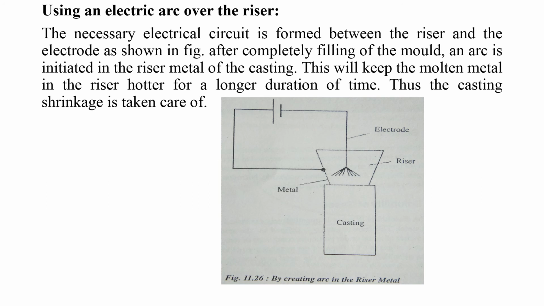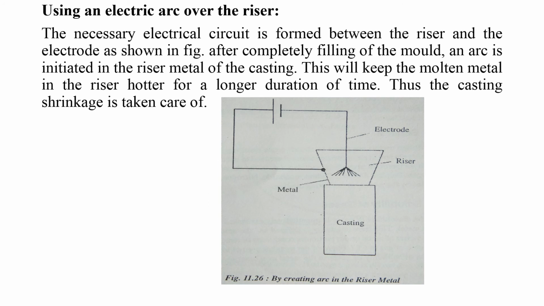That's why, for temperature maintaining purpose, 650 to 700 centigrade, we use the electric arc over the riser. With the help of this electric arc, the temperature will be maintained in the riser. In the circuit diagram you can see that the current will be supplied here, the electric arc forms, and the temperature will be maintained. This is the main concept of using an electric arc over the riser.